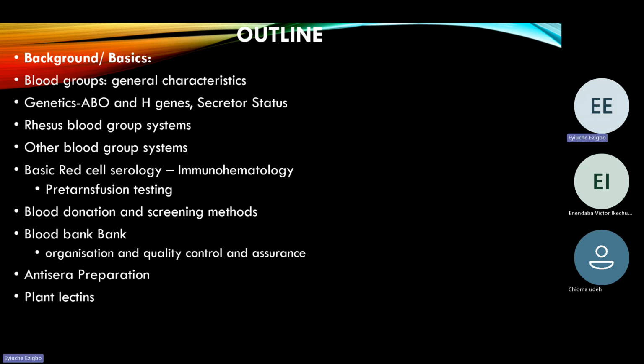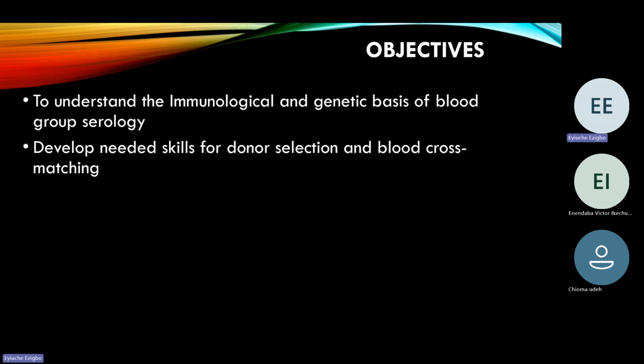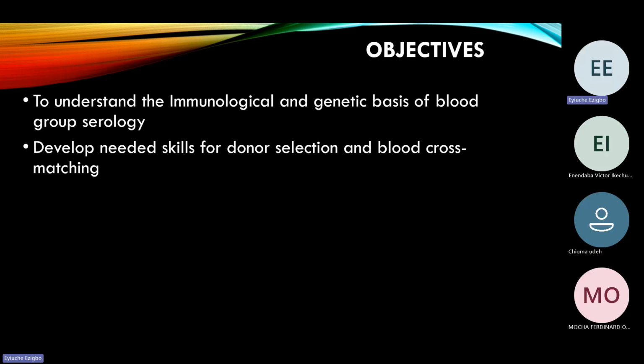Okay. So I will also be looking at blood donation, the blood bank, organization of the blood bank, quality control and assurance, anti-sera preparation, and also some lectins. So that is the outline for the course, and our objectives are that at the end of this course, you will be able to understand the immunological and genetic basis of blood group serology, and you should be able to develop the needed skills for donor selection and donor cross match. So that's the outline and our objectives.